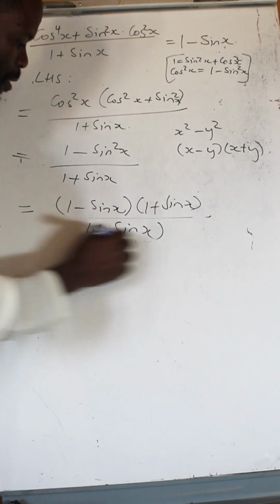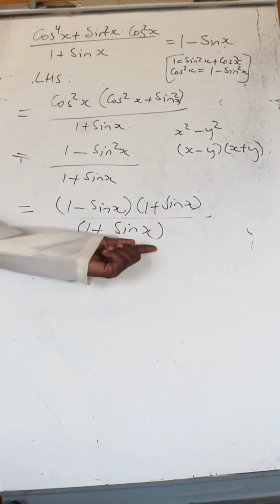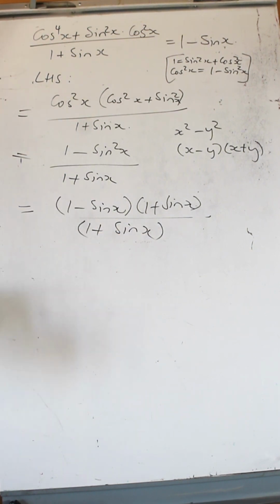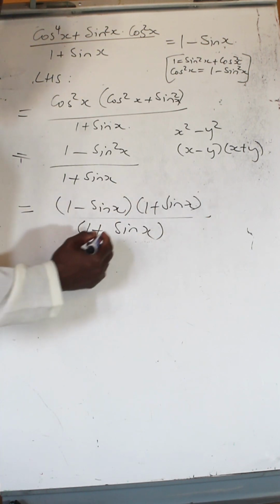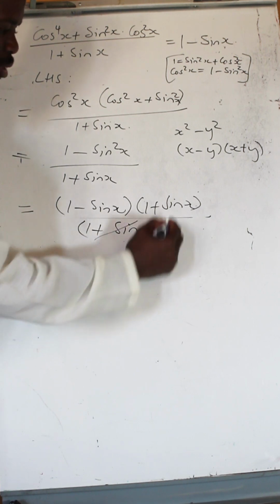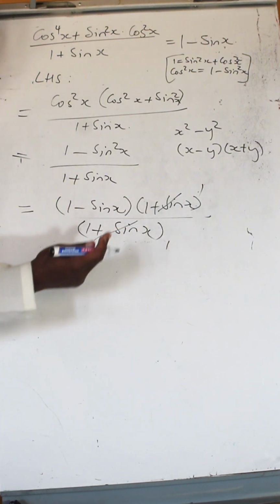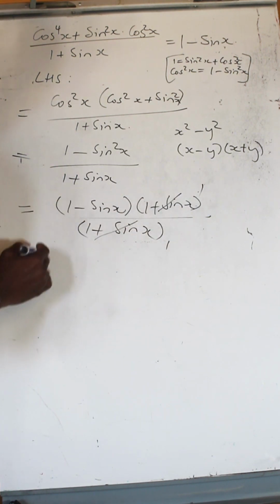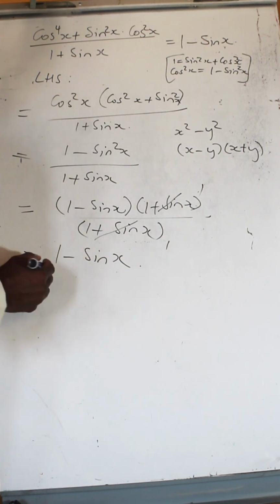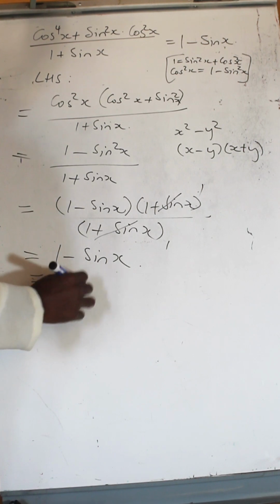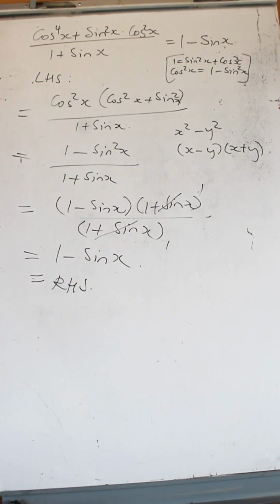Now this whole thing at the bottom is 1 term, and right here we have 1 term but 2 factors. So this one will cancel this one. So this one goes once in here and it will go once in there. Then we remain with 1 minus sine x, which is the same thing as the right hand side.